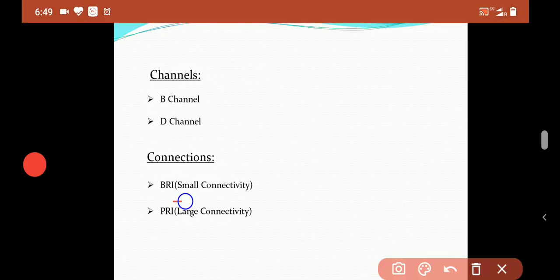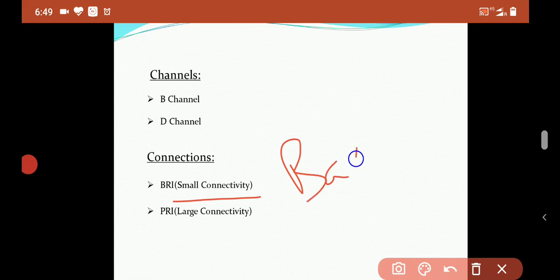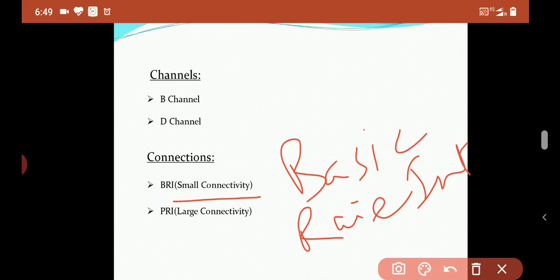Now, channeling. If I'm talking about ISDN, basically we have two channels here. One is the B channel, another one is the D channel, and we have two connections. One is the BRI connection, which signifies small connectivity. BRI stands for basic rate interface, whereas PRI stands for primary rate interface.